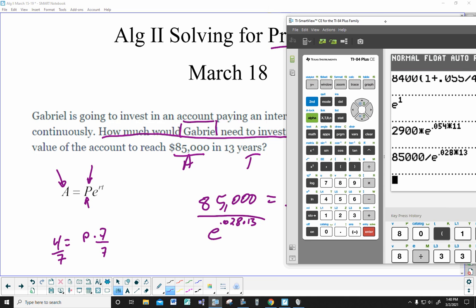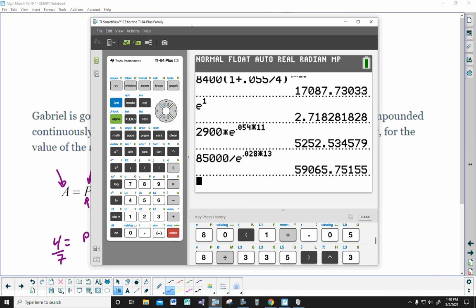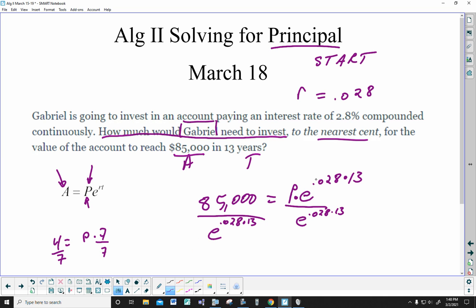And it said rounded to the nearest what? Nearest cent. So, $59,065.75. Okay? So you just type the thing as is. You just divided this out to the other side. So you're left with P equals, because all that stuff is gone. And you just type that in from start to finish. Don't stop and evaluate and see what a piece of it is worth.